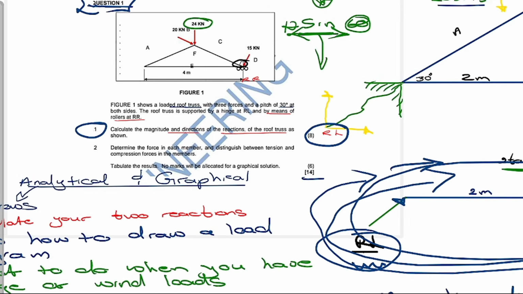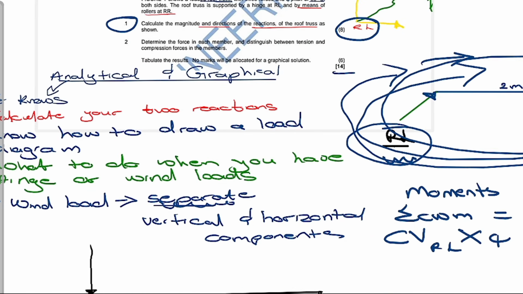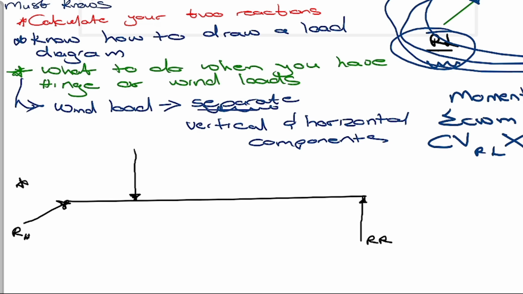But now let's say that you had a wind load, right? Do you see that if you had a wind load, this is how you would write it down? So let's treat this as the wind load. The wind load has two components, the vertical and horizontal. So if the magnitude was 20 kilonewtons, I'm going to write the vertical component on top.